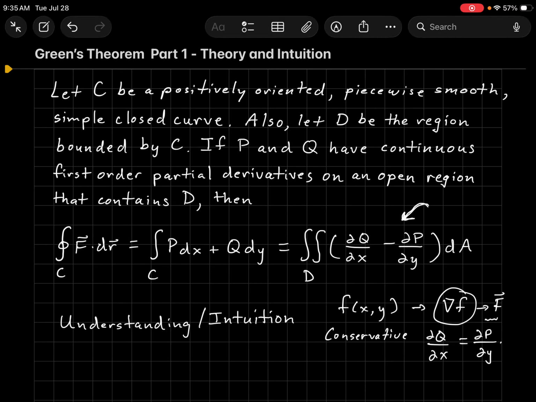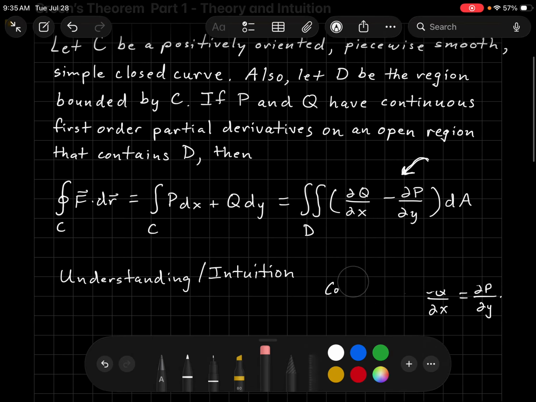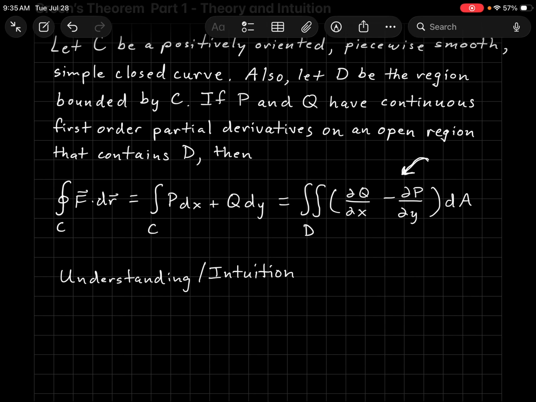So I'm going to jump ahead in the textbook technically, because I want to talk about an idea called curl. And we'll hit that formally pretty soon. Curl is something which we write as the del operator cross our vector field.